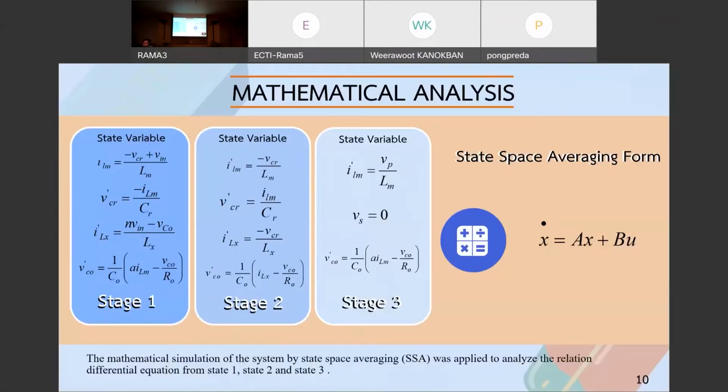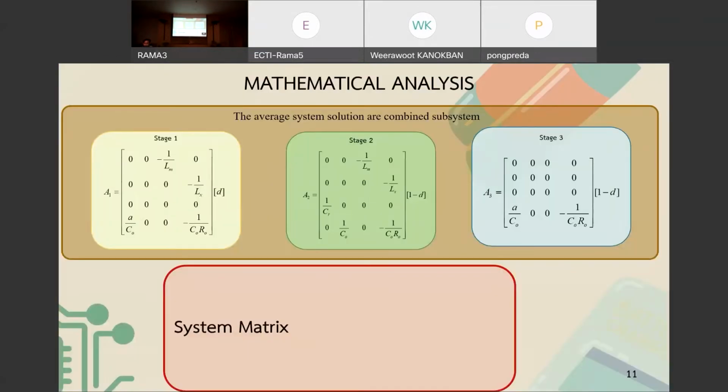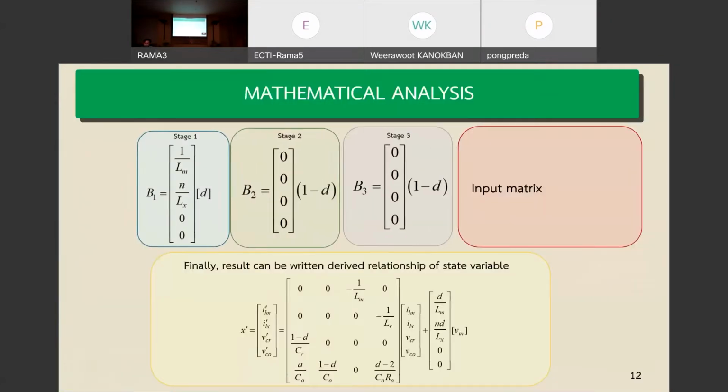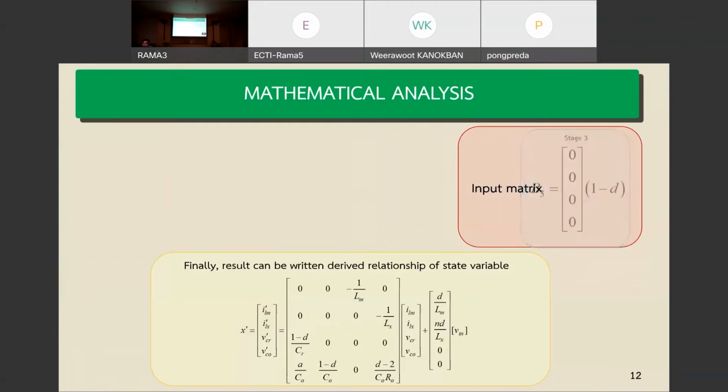Consider the relation of differential equations in each state. Equation state 1, state 2, and state 3 are rewritten in the state space form to find the mathematical model. Combine parameters and vector system matrix in the red box. To find the output matrix, we sum sub inputs B1, B2, and B3 from each state. And system matrix and input matrix can be derived from the relationship of state variables.